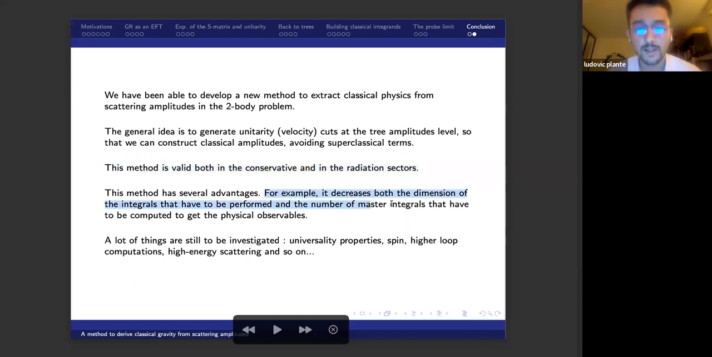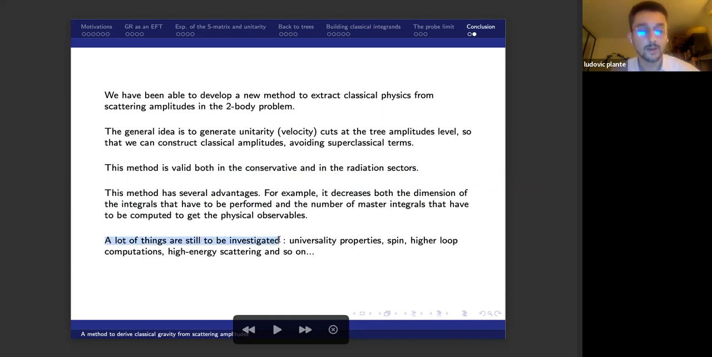And when you have a delta function, you can decrease the dimension of the integral so that the basis of integrals is a little bit simpler. I mean, it's not much simpler, but it's a bit simpler. And you have to compute fewer integrals than in a general formalism.